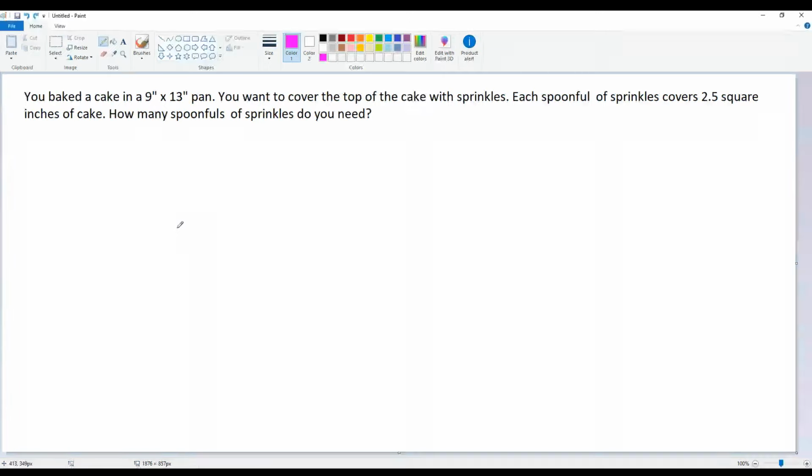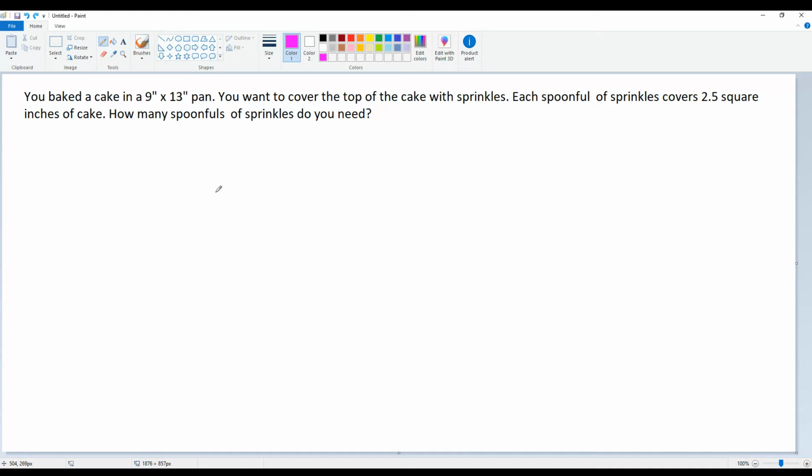You baked a cake in a 9 by 13-inch pan, and then you want to cover the top of the cake with sprinkles. So we're talking about area, because covering something is going to be area. And we know each spoonful of sprinkles covers 2.5 square inches of cake. So we want to find out how many spoonfuls we're going to need.